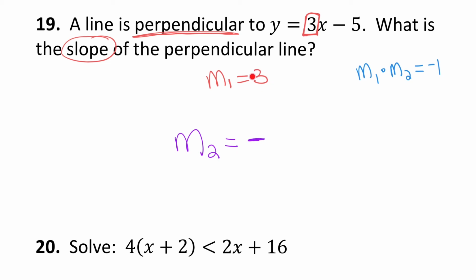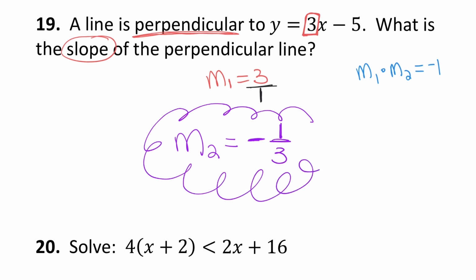Now to find the reciprocal, I need to turn this into a fraction first. So 3, you guys put a 1 under the 3, 3 over 1. That is a fraction. And then I turn the fraction around. I flip the actual fraction. So the 1 goes on the top and the 3 goes on the bottom. So your slope of the perpendicular line is negative 1 over 3. That's all they want. They just want to know what is the slope of the perpendicular line.